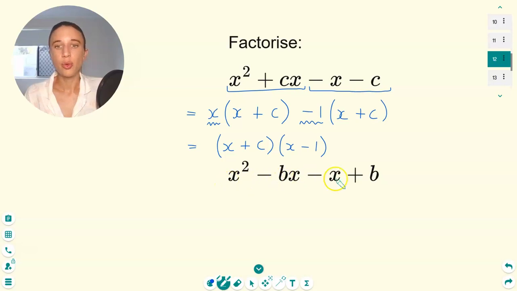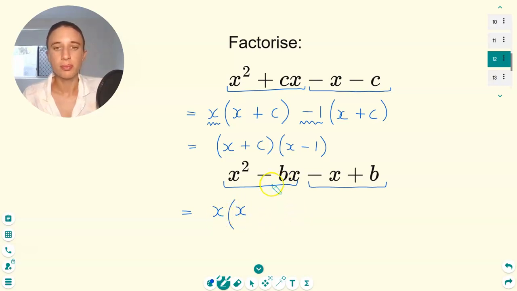Last question of the day. I can see there's 4 terms here, so I realize it's factorized by grouping in pairs. The first term, what's the highest common factor? Well, x is the only thing that's in common, right? Choose the one with the lowest power. x times what gives me x squared? x times x. x times what gives me negative bx? x times negative b.